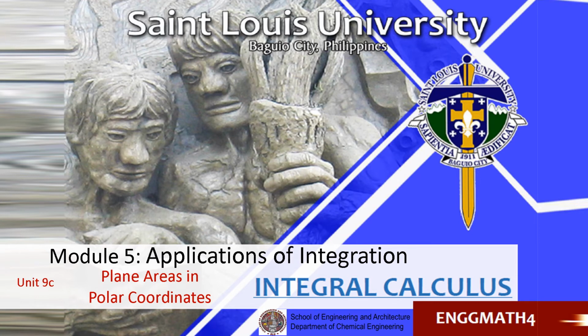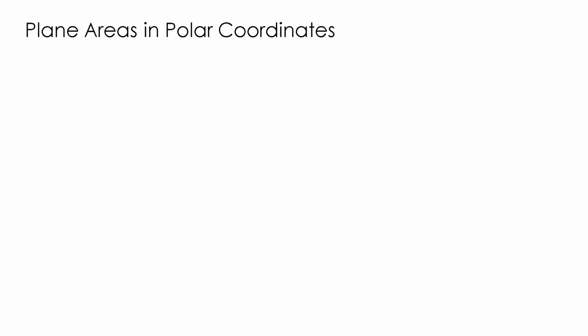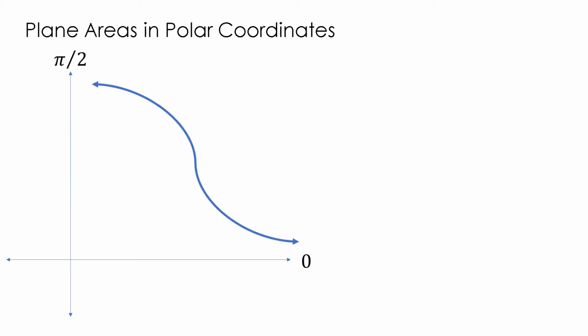Hello everyone. This unit will demonstrate solving plane areas in polar coordinates. To solve plane areas in polar coordinates, consider the first quadrant from angle 0 to angle pi over 2, and a curve equivalent to r as a function of theta.